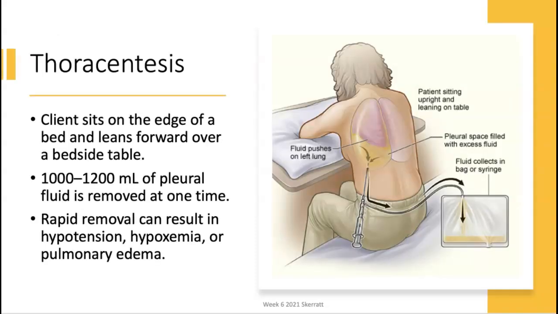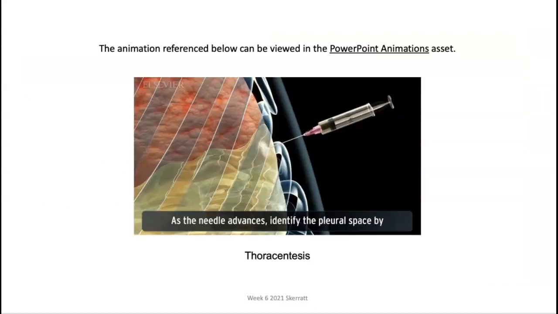So in a thoracentesis, the patient is in this position, sitting and leaning over the bedside table in order to get the proper positioning. Typically, 1,000 to 1,200 mL of fluid is removed at one time, and anything more than that can cause hypotension and hypoxemia or pulmonary edema because of the rapid release of fluid from that space. So no more than 1,200 is removed. I'm going to show you a video of a thoracentesis.